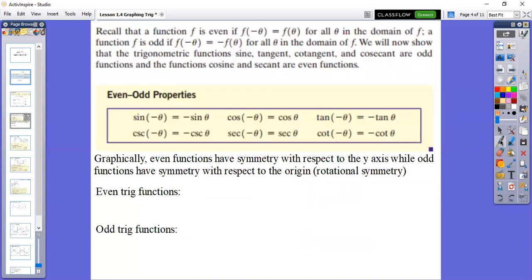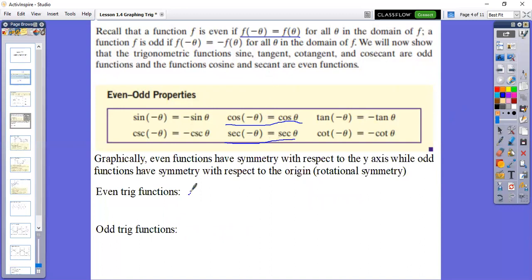So helping to draw the graph will also be even and odd properties. If you remember from algebra 2, a function is even if f of negative x is equal to f of x, or in this case, f of negative theta is equal to f of theta. So when we look at all of these different trig functions, this applies to cosine. And it also applies to secant, which makes sense because secant is the reciprocal of cosine.